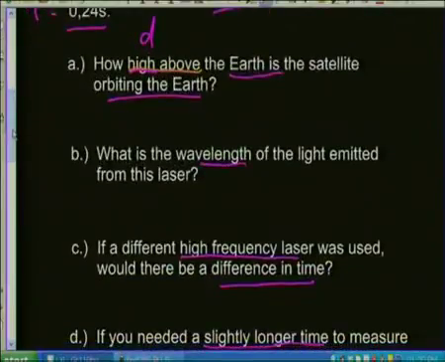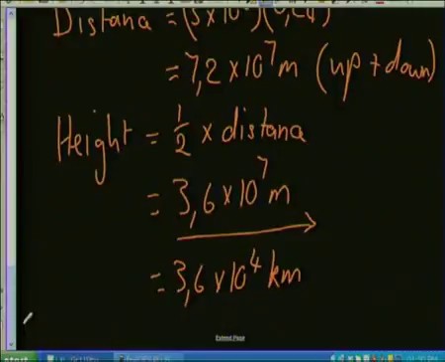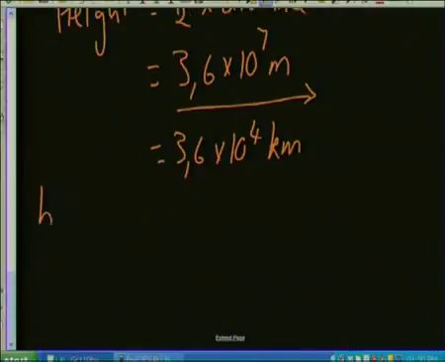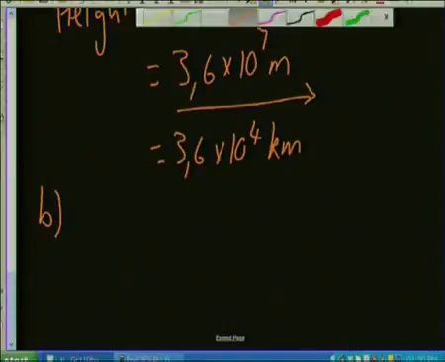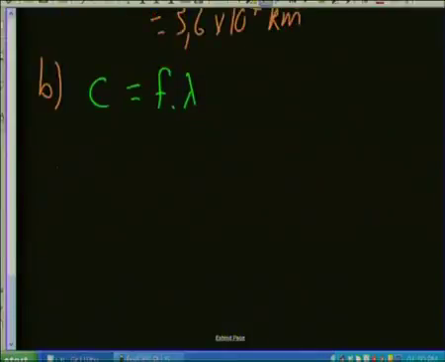Let's move on. Now, the next question says, what is the wavelength of the light emitted? Now, wavelength, we're going to need to use this information: 4,04 times 10 to the 14 hertz. So we want to get wavelength. Now remember, for number B, let's write down our original formula. And that said that C, the speed of light, is equal to the frequency times the wavelength. So we substitute in again, 3 times 10 to the 8 meters per second.